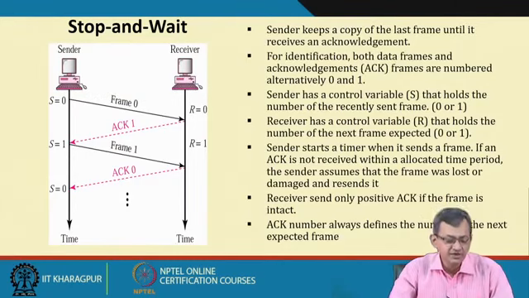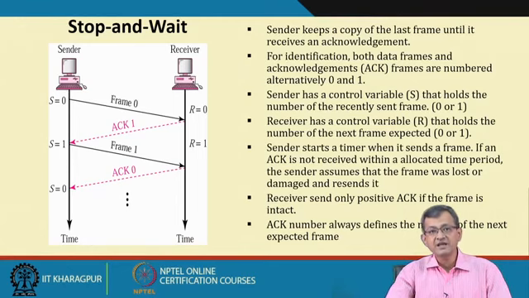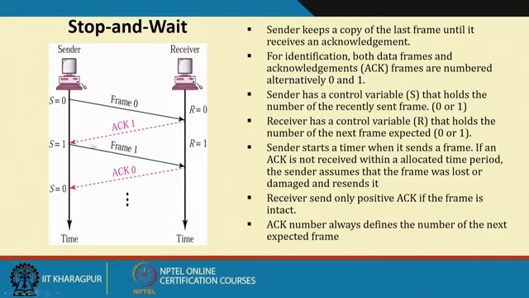So, in case of stop and wait, it is pretty straightforward. The sender keeps a copy of the last frame until it receives the acknowledgement, right. Both the frames and the acknowledgements are numbered alternately 0 and 1. So, 0 1 0 1 0 1 and so on, right. Once the frame is sent as a 0, the acknowledgement comes as a 1; send the frame as 1, the acknowledgement comes as a 0, and it goes on alternately, right. So, on receiving the acknowledgement, the sender knows that it was successfully transmitted.